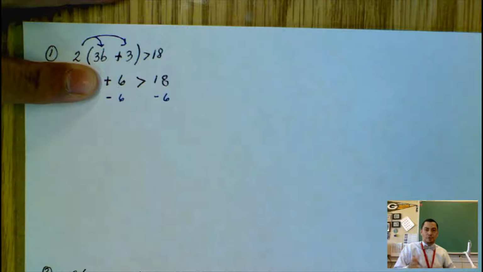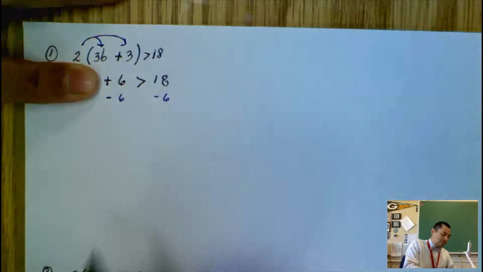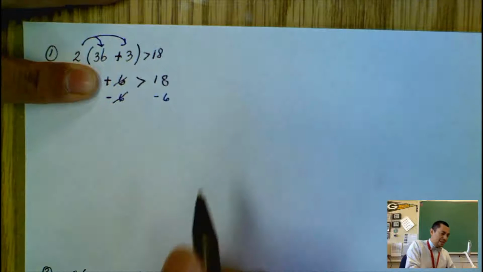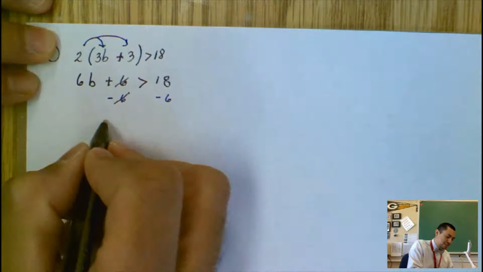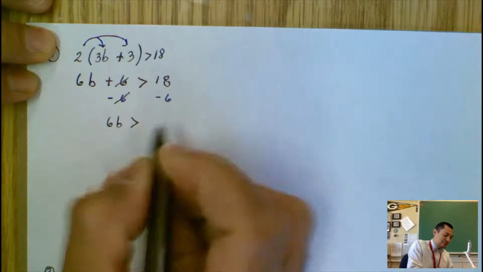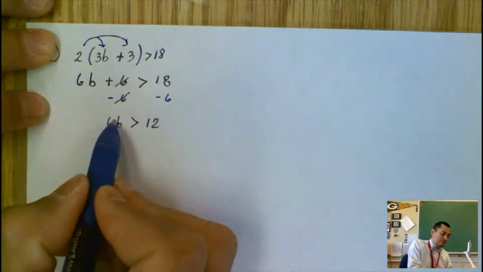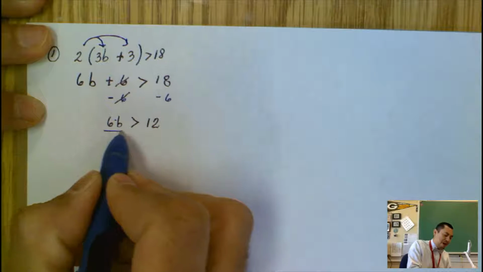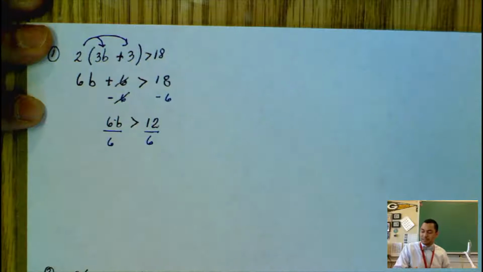That operation is not going to change the direction of the inequality sign. So in this case, 6 minus 6 is 0, what we call cancel out. And then I have 18 minus 6 equals 12. So let's drop 6b. 6b is greater than 12. And then remember, if I have a number multiplying the variable, we are going to use division to get rid of it. So divide by 6 on both sides of the inequality. Because it's positive, it's not going to change the direction of the inequality sign.